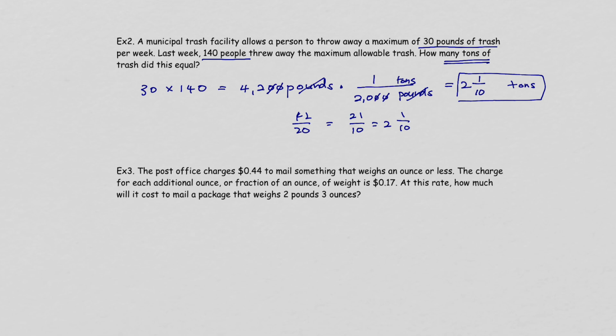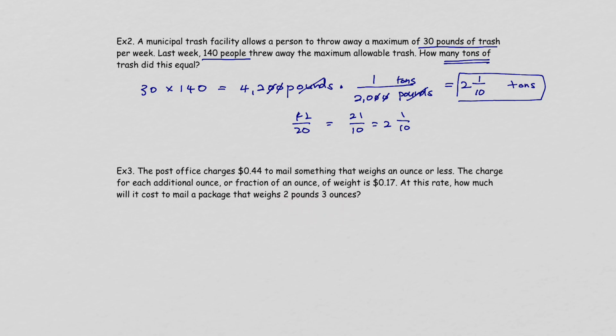Okay, so let's look at one more word problem here. Again, pause it and read the problem and see if you understand what they're asking before we go any further or you watch further. Okay, so what this problem is saying is the first ounce or less is going to be 44 cents. After that, each ounce is going to be 17 cents. They want to know how much the package will be if it's 2 pounds and 3 ounces, right?